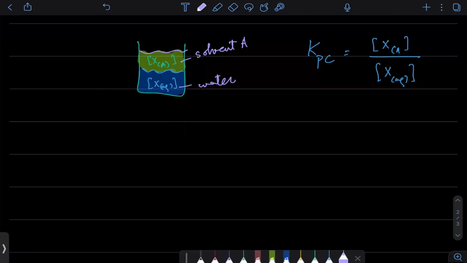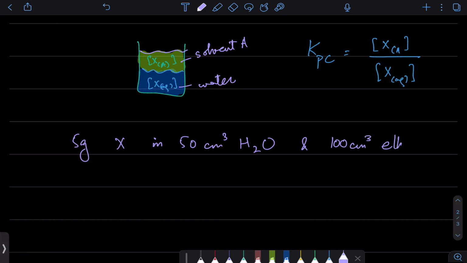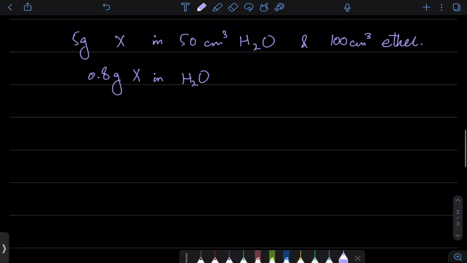So here's a question. It says that there is a solution of 5 grams of X in 50 cm cube of water. And then we add 100 cm cube of ether. Now, clearly, ether is an organic solvent and it won't be dissolving in water. After a while, obviously, they're going to settle down and make those layers. So let's say there is 0.8 grams of X in water. What is the kpc? So let's try to see.